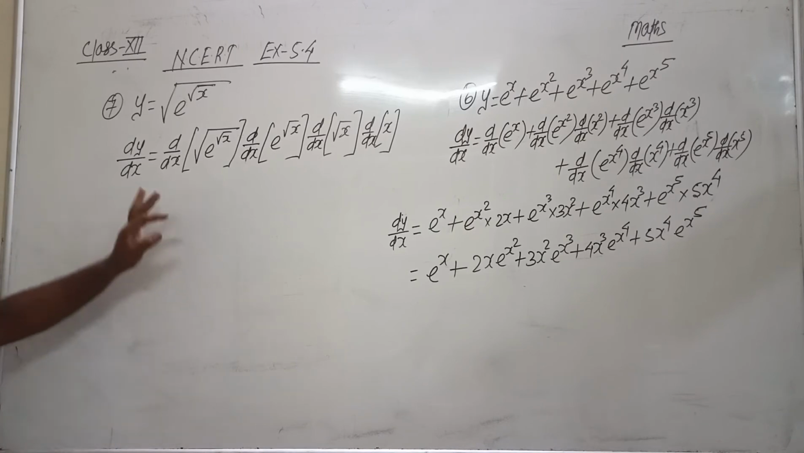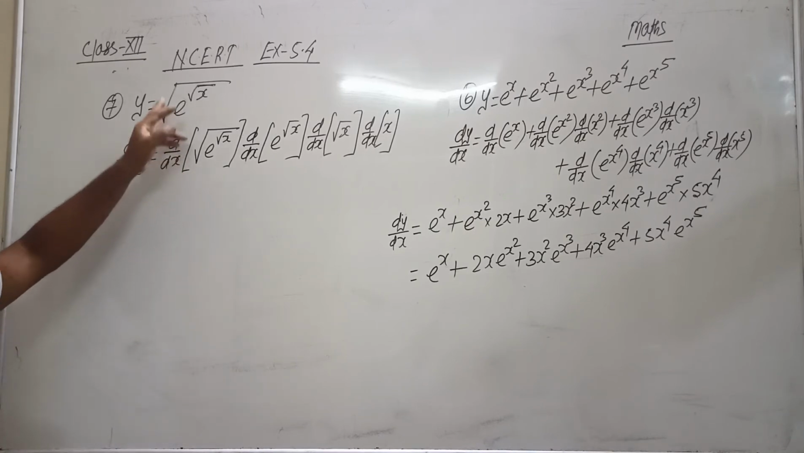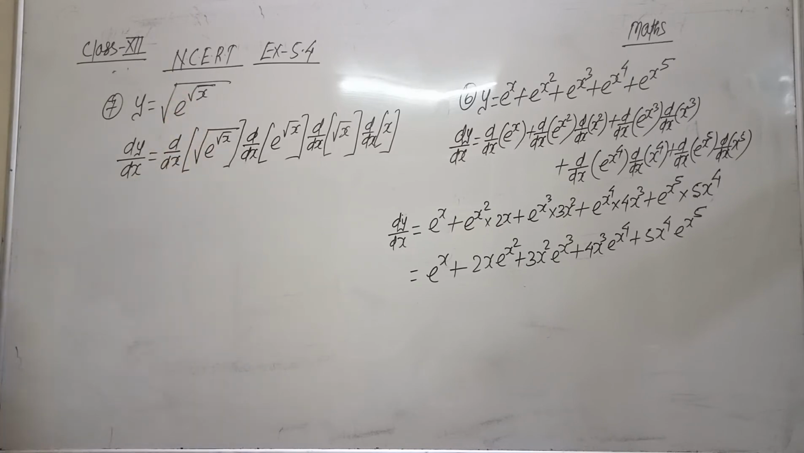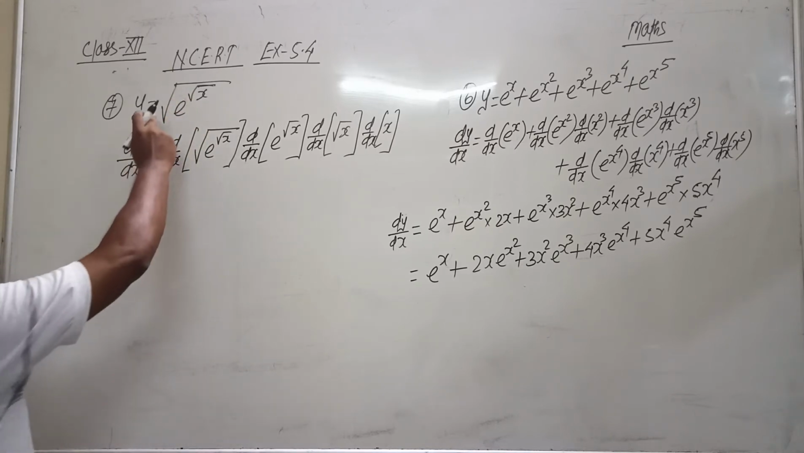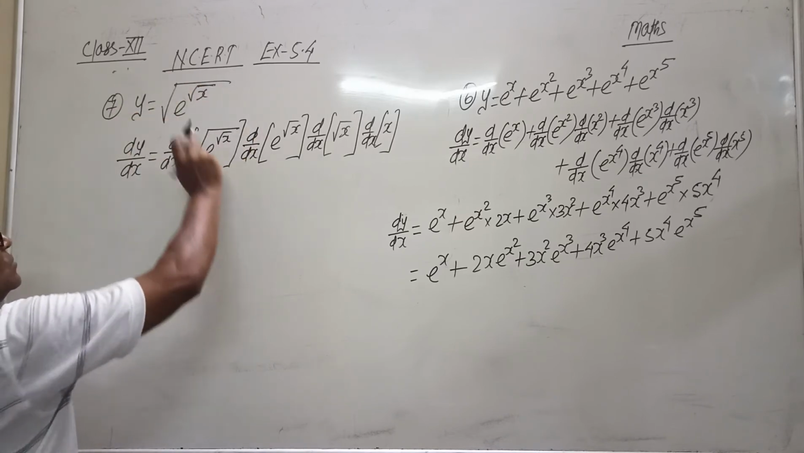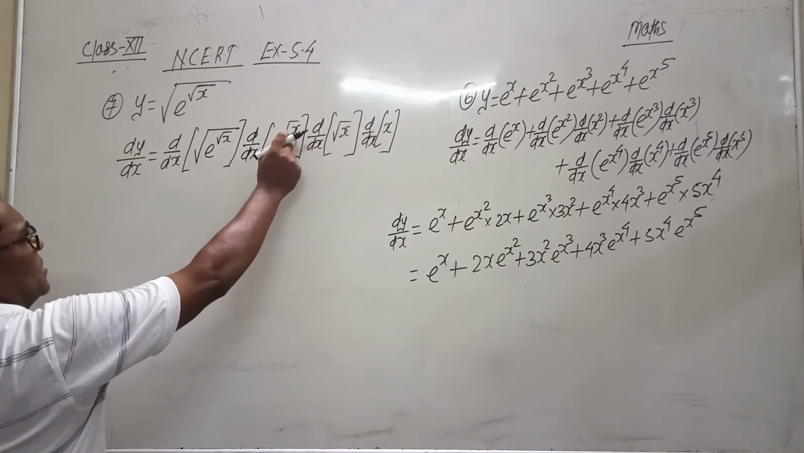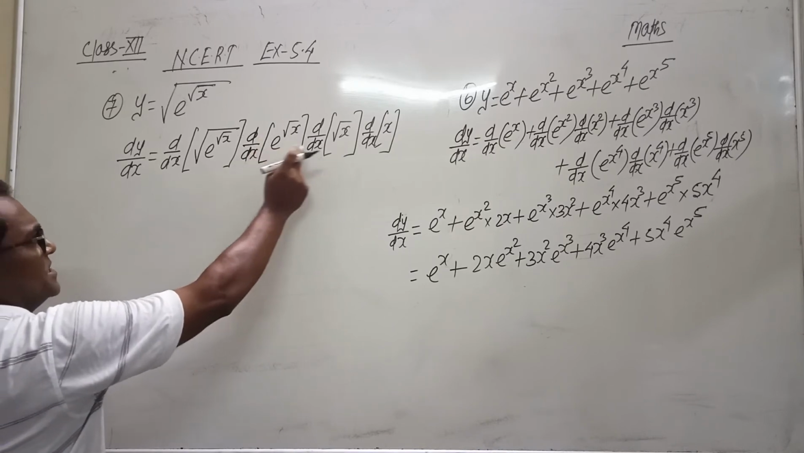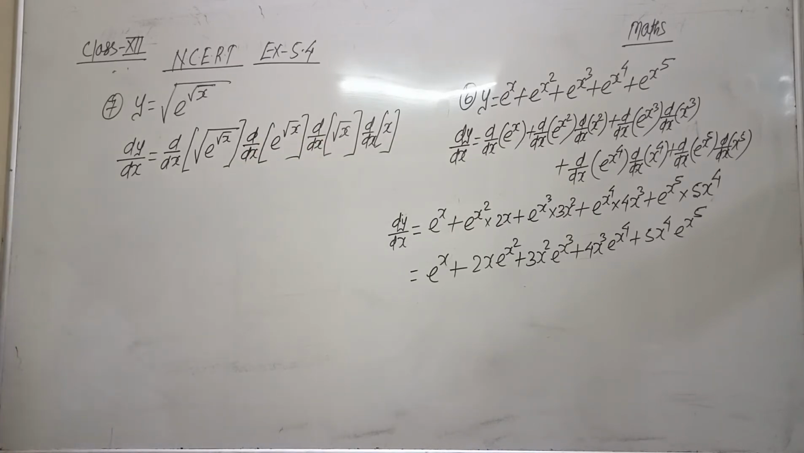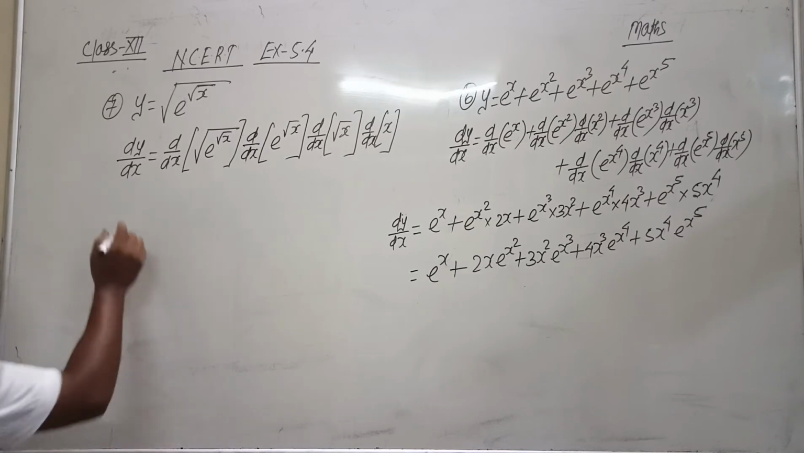Firstly, what we have done, we are differentiating whole the term d by dx of whole root e raised to the power root x. Then we have dropped the outer square root, whole square root. It comes e raised to the power root x. Then we have dropped e. Then it remains root x. Then we have dropped root. Then it comes to be d by dx of x.